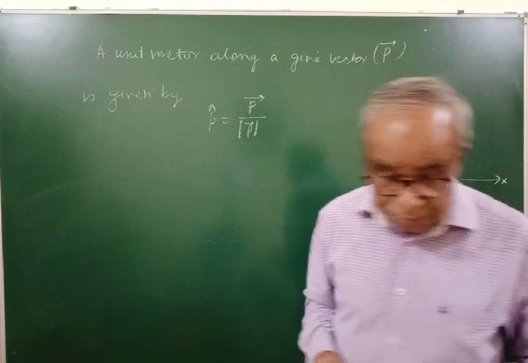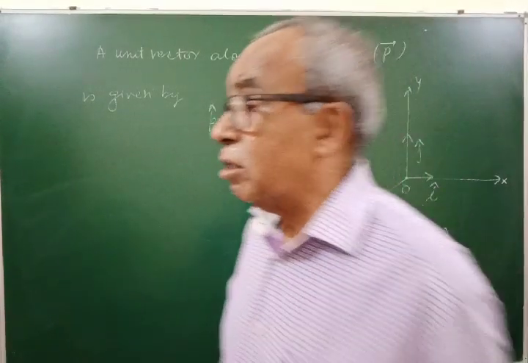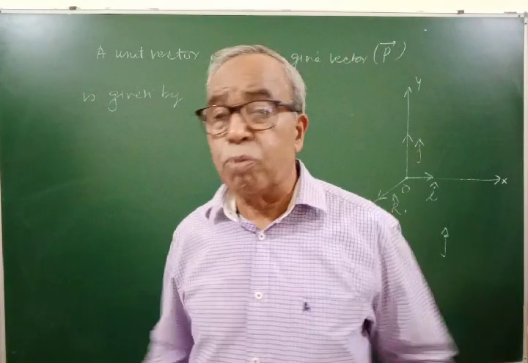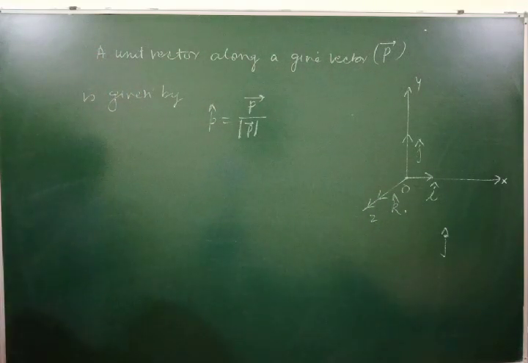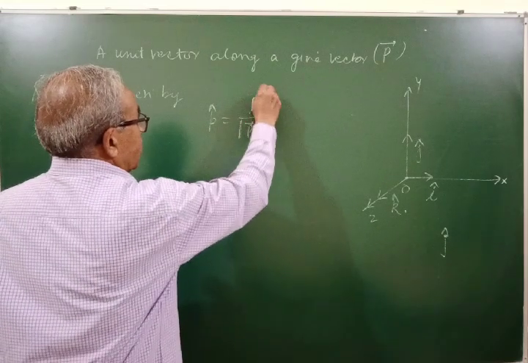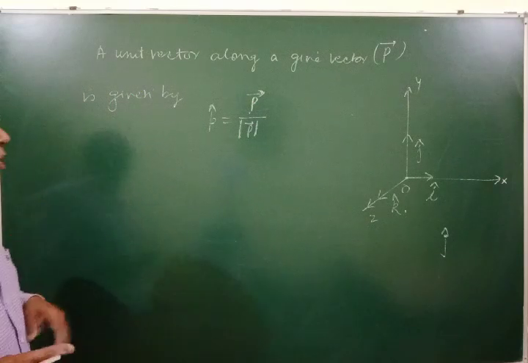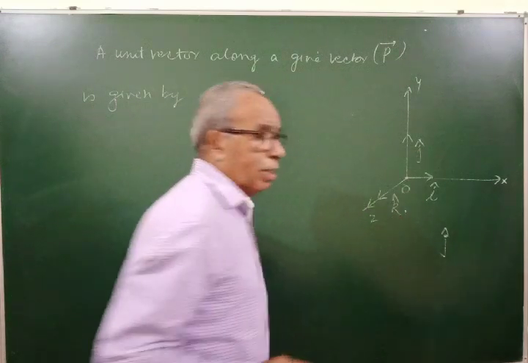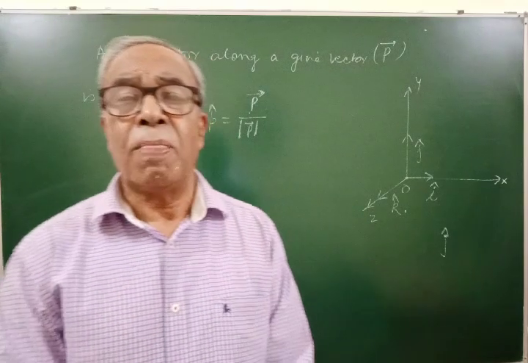You have to work hard. When you go to a new city, initially you get disturbed. I don't know which way I will have to move, because there are a number of streets and ways. But you become familiar when you live there for a long time, or you repeat the thing. So repetition makes the thing clear. Now I think it is clear. So i cap, j cap, k cap are the unit vectors along x, y and z axis.